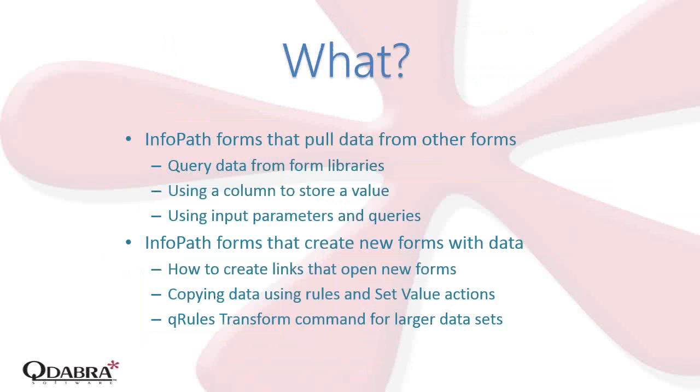Anyway, today we're talking about how to pull data from one form into another. And what are we talking about here? Well, we're talking about pulling data from one InfoPath form or library into another form. There are 3 ways to do this. We can query the data using a library. I'll show you a demo of that. That's the stock out-of-box way to do it that everyone's familiar with, but we'll go through that again. We also have a couple of tricky techniques using a column to store an intermediate value that we use to pull data. And we'll also show a demo on using input parameters, which is, I think, the best practice.